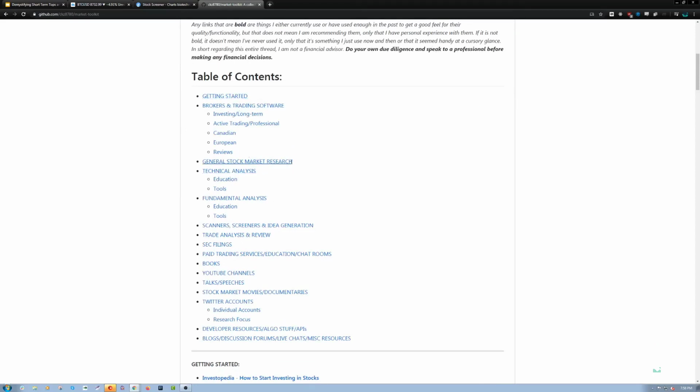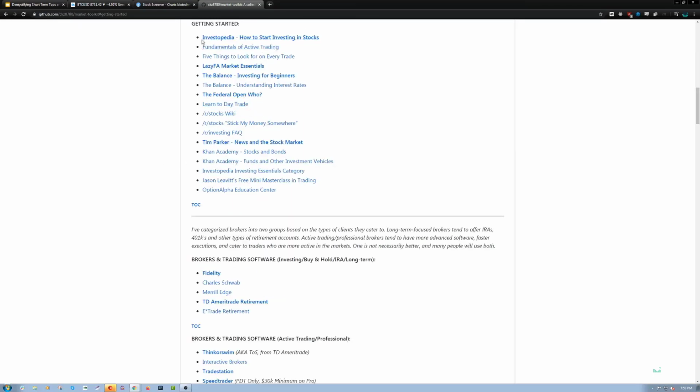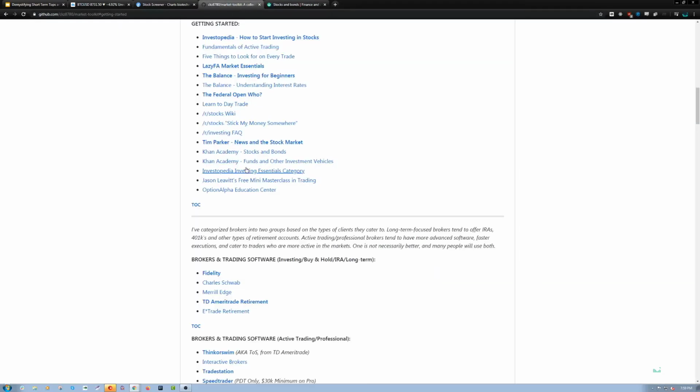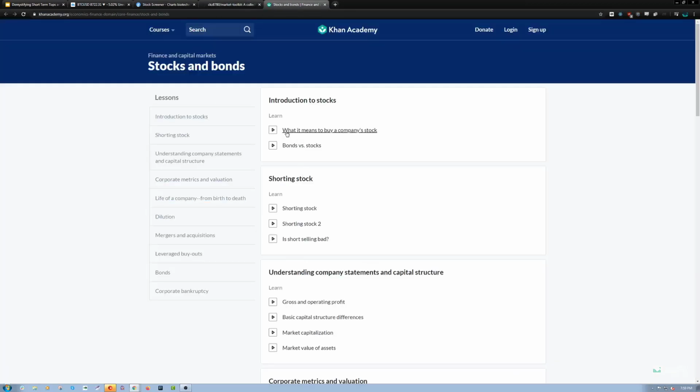And then there's this general stock market research section, which is also really useful. So how to start investing in stocks, investing for beginners, understanding interest rates. There's a bunch of stuff in our stocks wiki. I also really like the Khan Academy Stocks and Bonds course. There's a couple of different ones from the Khan Academy, which are free and really, really good.